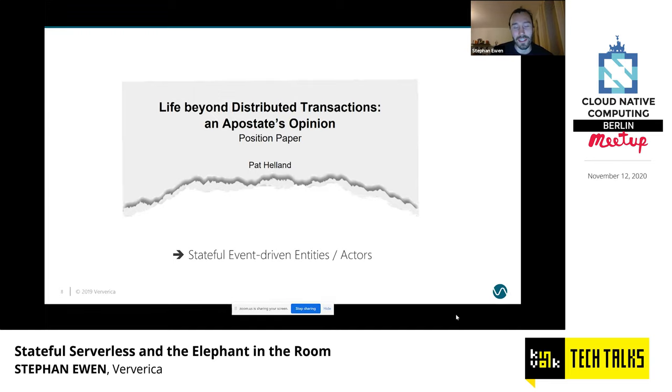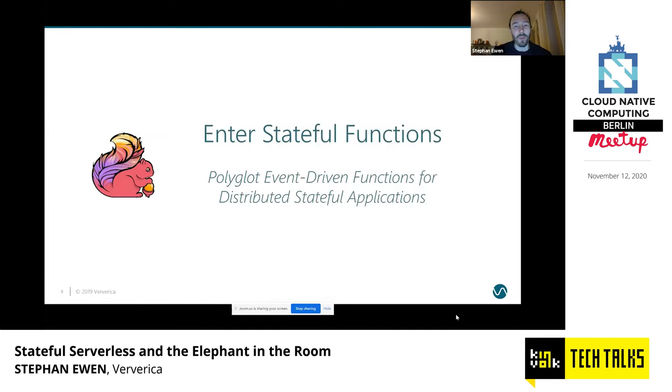Maybe the easiest way to do this is by explaining what we've actually built with Stateful Functions, and then we're going to look at how this is different from the classical database-centric application patterns and approaches. The one-liner, or rather two-liner, for Stateful Functions is: polyglot event-driven functions for distributed stateful applications. That is quite a mouthful, so let me try to break down what this is all about.